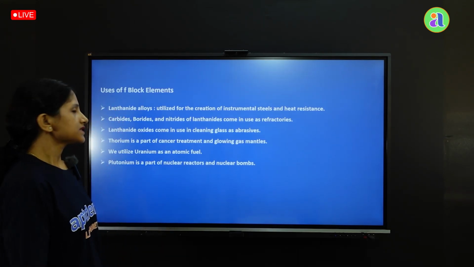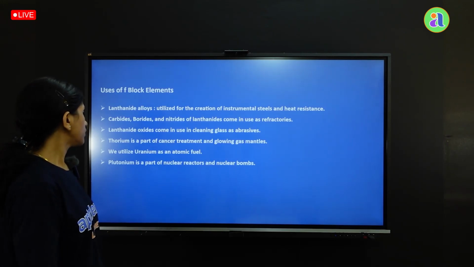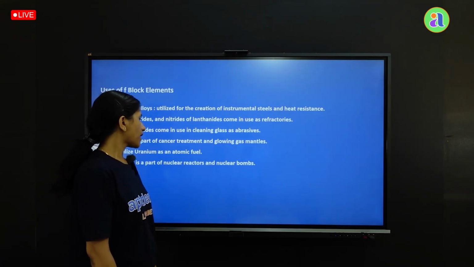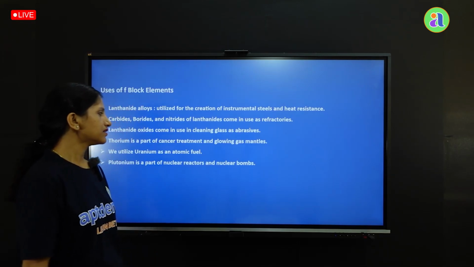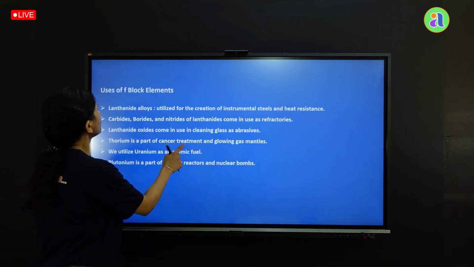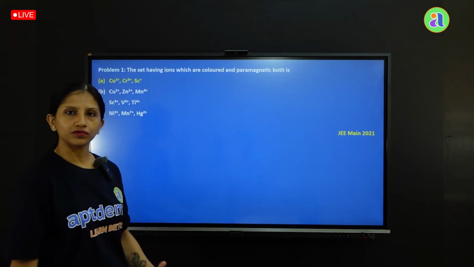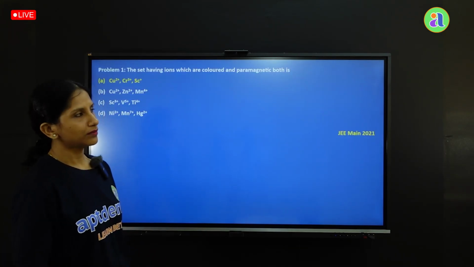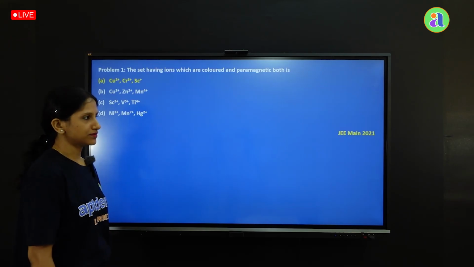We can use uranium, which is a radioactive element, as atomic fuel, and plutonium can be used as a part of nuclear reactors and nuclear bombs. So, I think you have enjoyed this part on the usefulness of the D and F block elements. Now, let us get started with the problems.